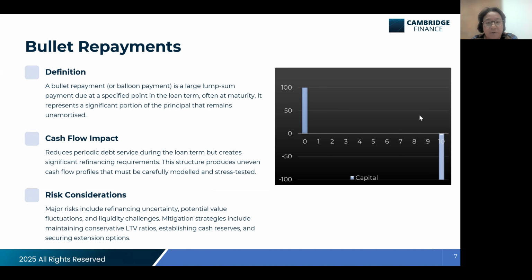There is a Q&A question here. What is the difference between interest only and bullet repayment? It looks the same. Okay, so now I am explaining what's the difference.